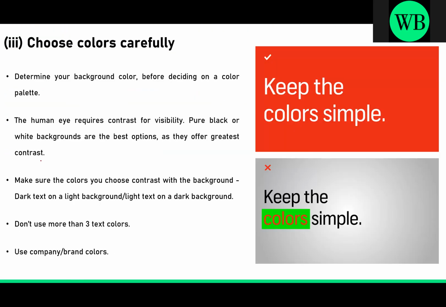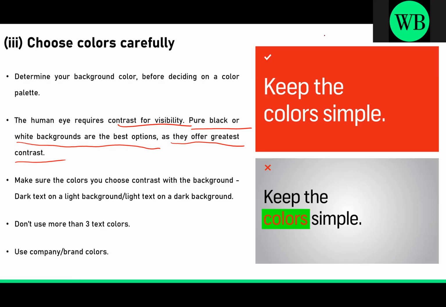Now, the third tip here is choose colors carefully. Determine your background color before deciding on the color palette. The human eye requires contrast for visibility, right? Pure black or white backgrounds are the best options as they offer the greatest contrast. Now, what does contrast mean? Look at this thing, right?